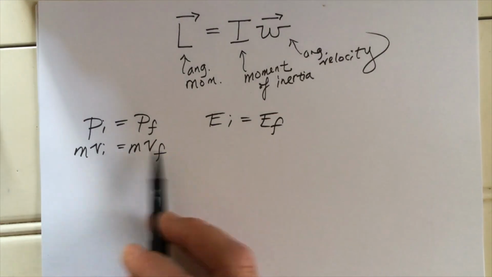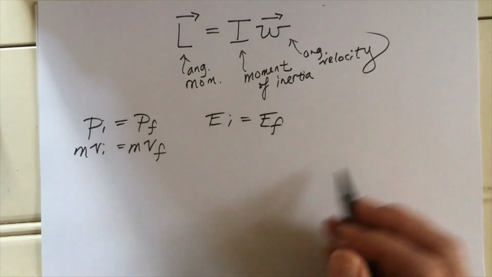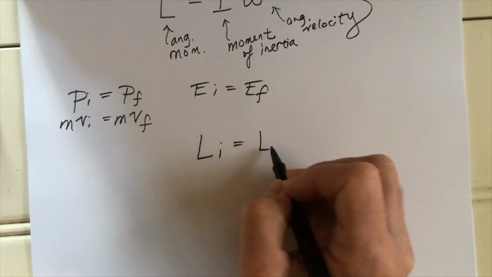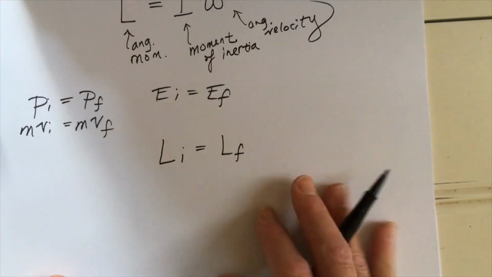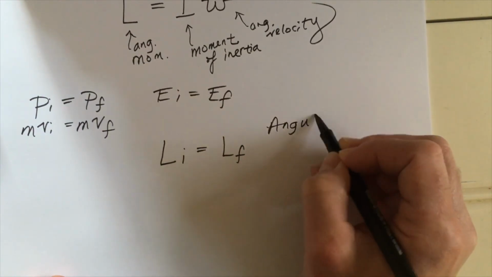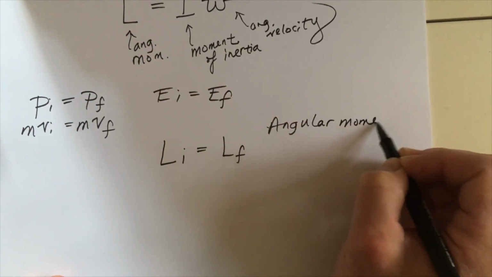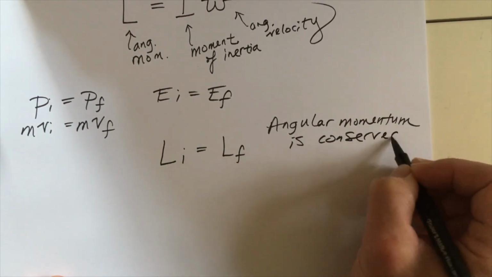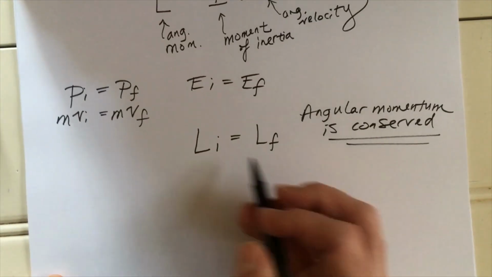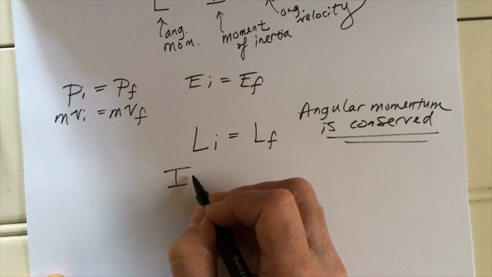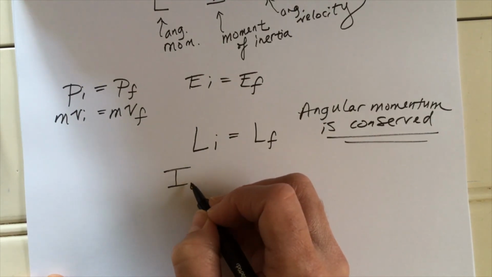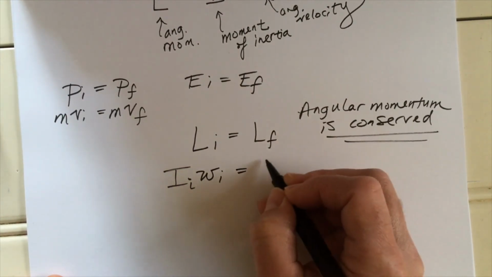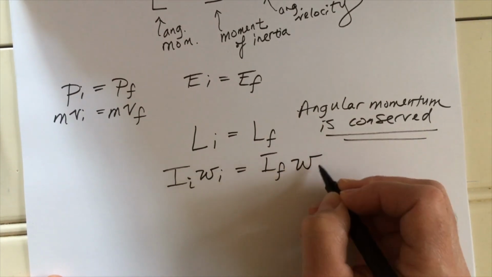These conservation laws are super important in physics and how our universe works. And so we're going to add another one, right? And so we'll have Li equals Lf. And angular momentum is conserved. So that means that we can go ahead and rewrite this formula. I initial times omega initial is equal to I final times omega final.